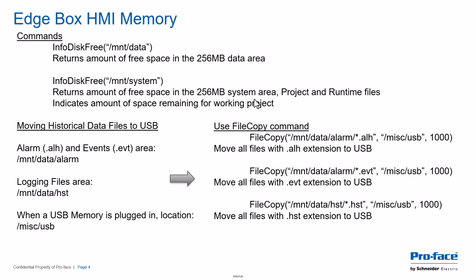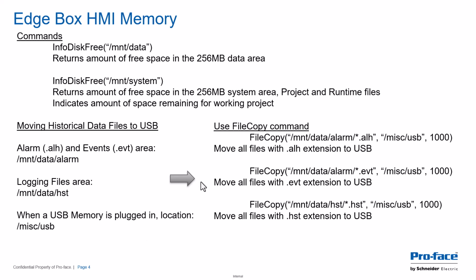And then the other thing that we need to take a look at is, when we're working with a project in the EdgeBox HMI and we're using alarms or events or data logging or all of them, or even just one of them, how do we get the files onto, say, a USB stick? What you'll see here is you've got these different areas where you have the alarm data. So the alarms and the events are stored in the alarm area. The data in the logging data files are stored in the historical area. And then this is the path to a USB stick.